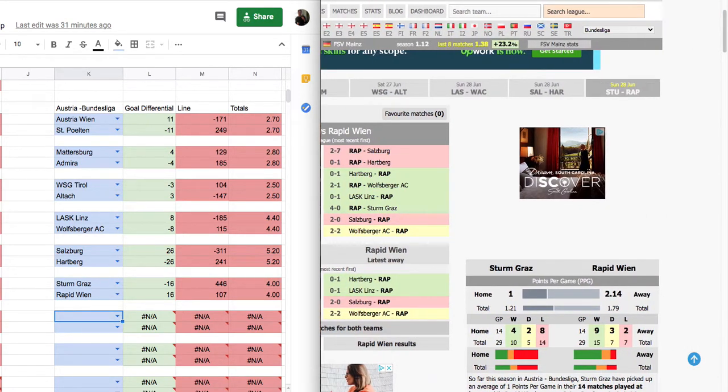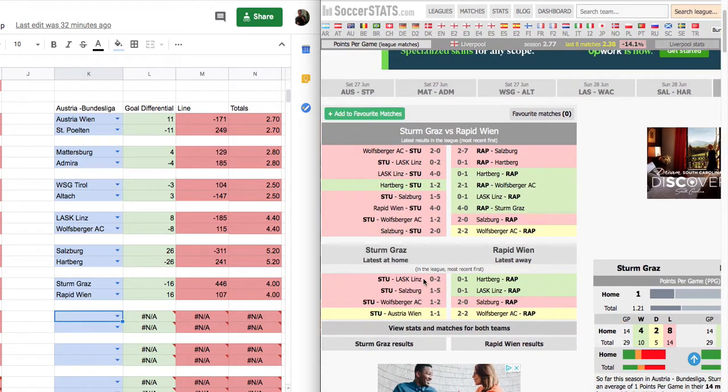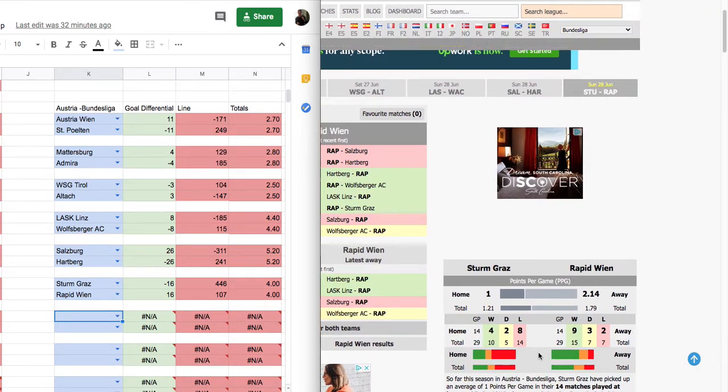Okay, let's go over here to home and away. Now this shows Sturm is the home team. Rapid is the away team. So we want to see how well Sturm performs at home, how well Rapid performs on the road. Now, I look at year-to-date stats. The reason I do that when I'm assessing home and away, that gives me a better picture than just looking at right here the last 4 matches at home and Rapid's 4 matches away. Because if I look at the season, this gives me a really good picture.